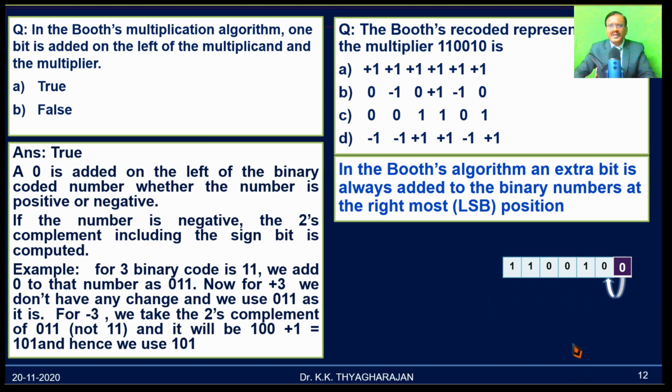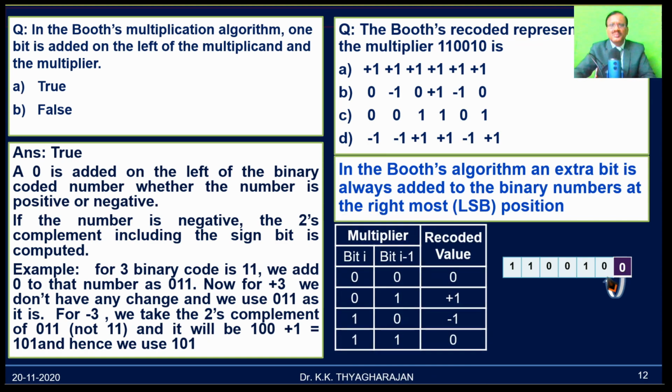Now you recode it. When you want to recode the first bit, it should be combined with the right bit. That is, this is i, this is i minus 1. So to combine this, you should remember the table. You see the table. Both are 0, so the recoded value should be 0. Then you combine this first bit and second bit. That is, this is bit i, this is now i minus 1. 1 0 is recoded as minus 1. Then the next step is you have to combine 0 and 1. 0 and 1 means plus 1.